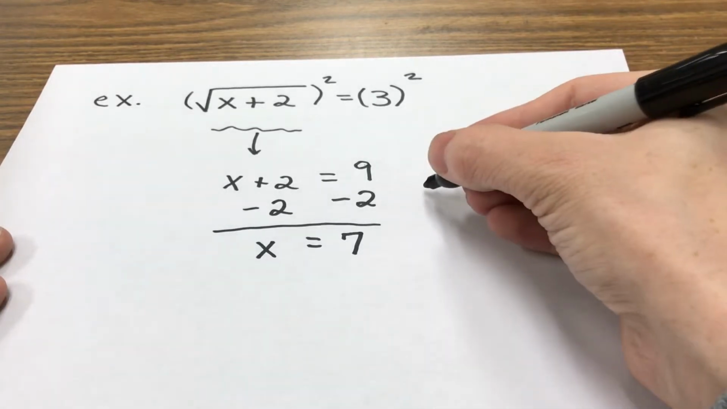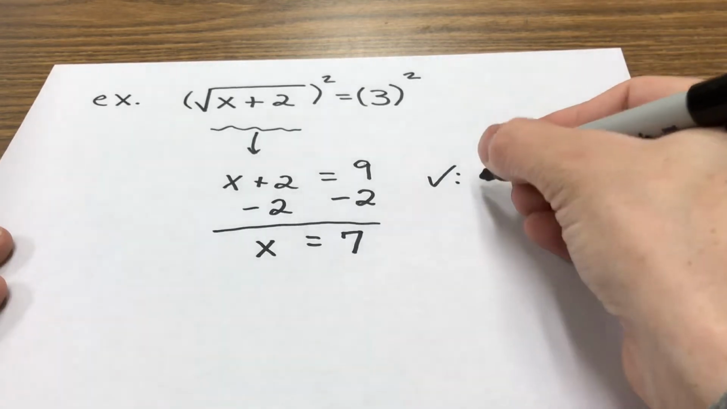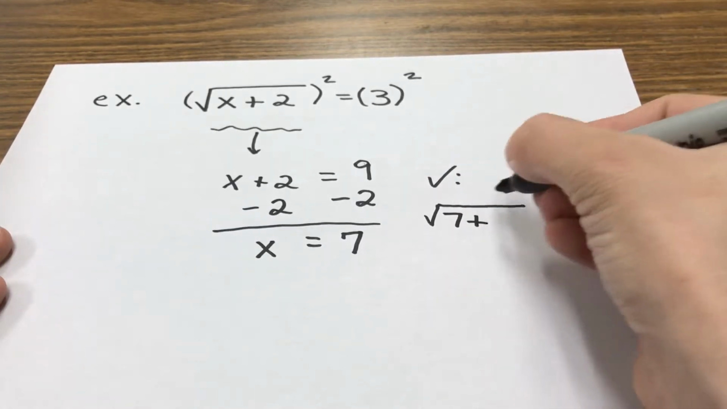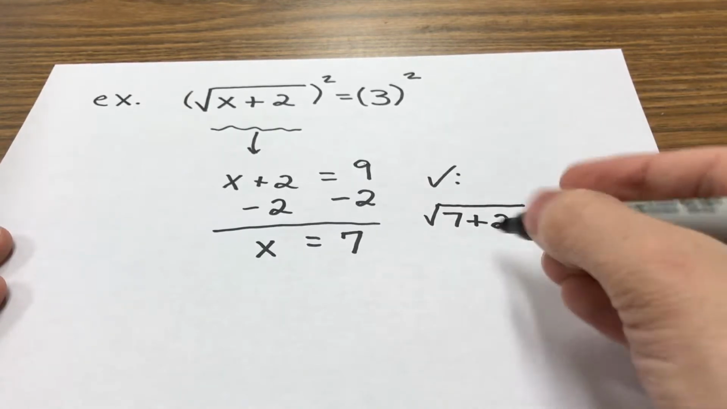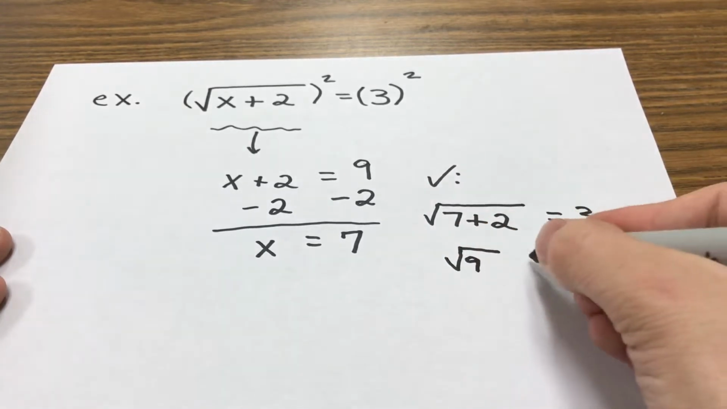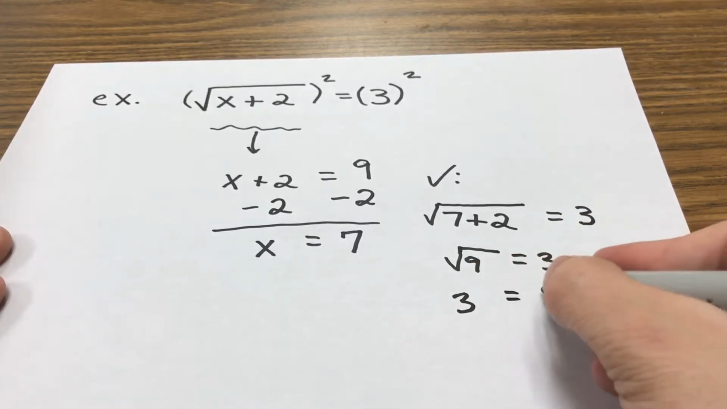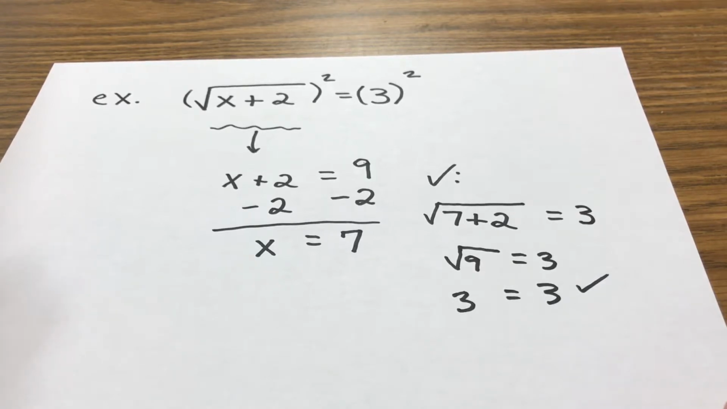Alright, going off to the side, let's check this. What if I go back to my original equation and let x be 7? Let's see what happens. I have the square root of 7 plus 2. Notice that the 7 has taken the place of the x, and I want to see if I get 3 at the end. Well, what's 7 plus 2? That, of course, is 9. So I get the square root of 9 is 3, which means 3 is equal to 3. If you get a true statement like this, that means you got one of the correct solutions. Let's go ahead and see another example just like this.